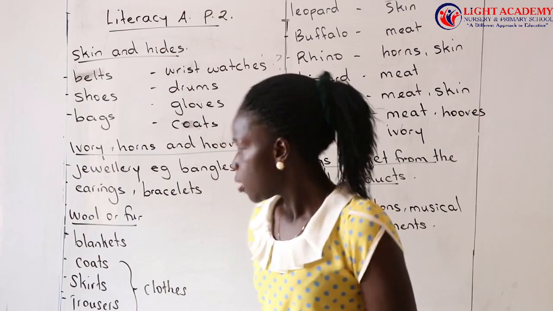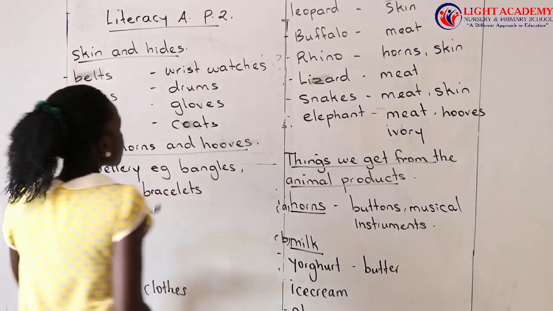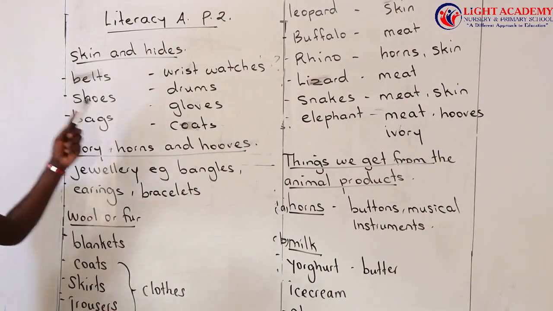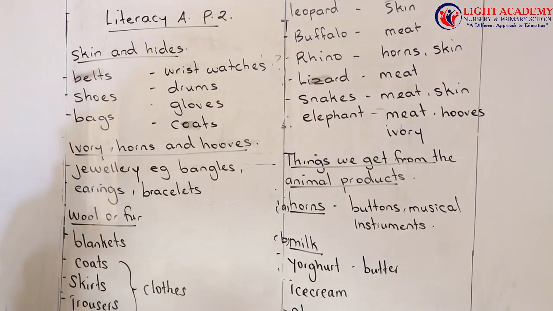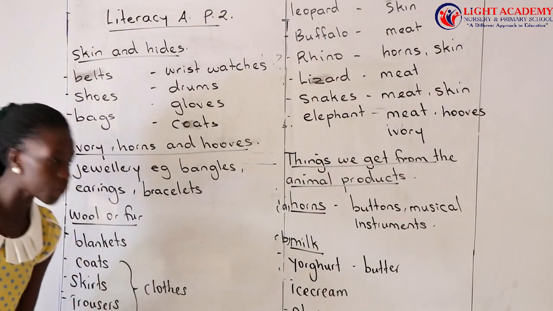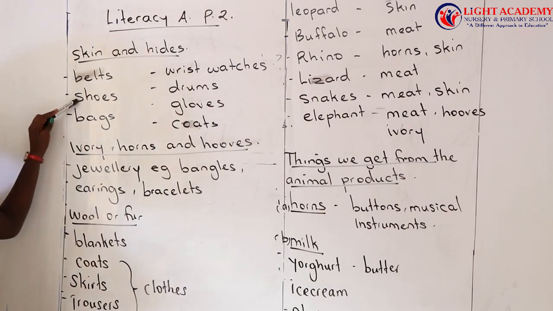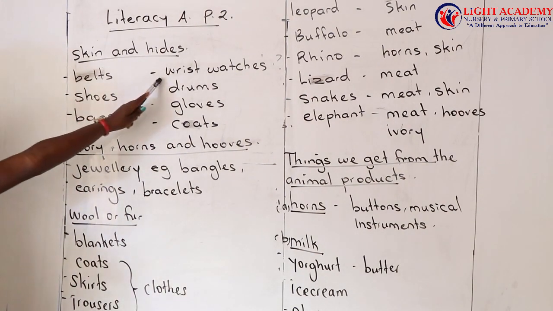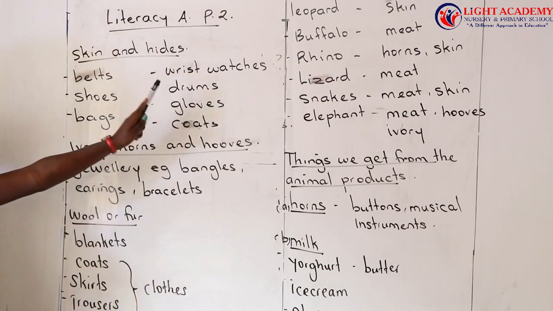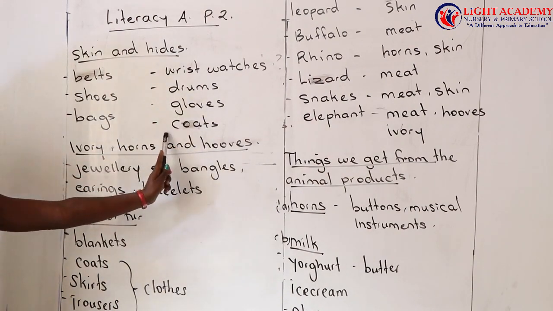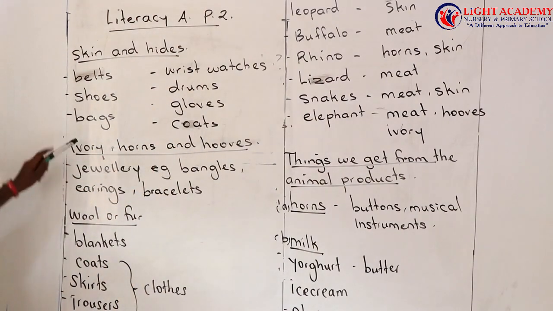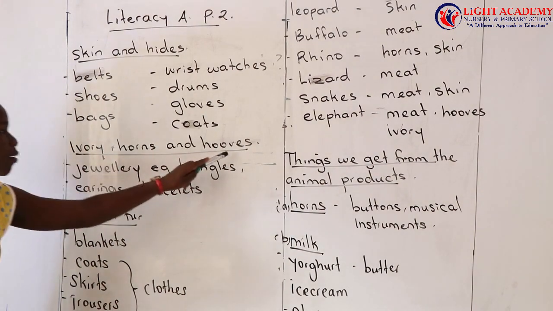So those are some of the animal products, or the things we get from animals, and then the things we get from the animal products. We have the skin and the hides. People get shoes, bags, wristwatches, drums, gloves, clothes, and many others. We have the ivory, horns, and the hooves.